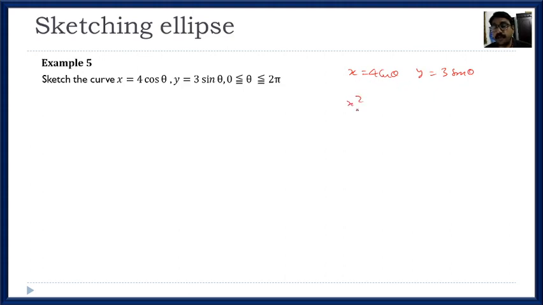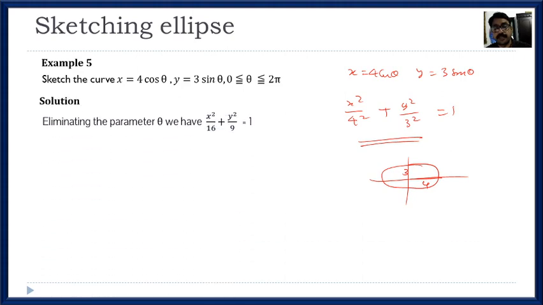x square by 4 square, that is cos square theta, plus y square divided by 3 square, that is sin square theta. Cos square theta plus sin square theta is 1. So you are getting x square by 4 square plus y square by 3 square is equal to 1. Clearly this represents an ellipse. It is an ellipse centered at the origin and of semi major axis 4 and semi minor axis 3. Okay, so we come to know what is the shape.